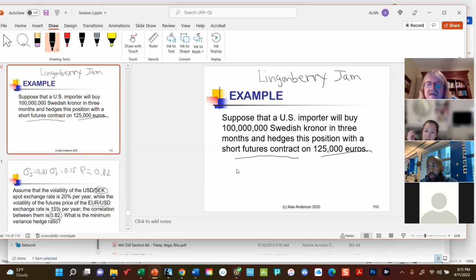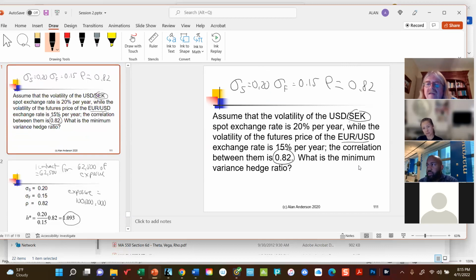All right, so let's see, we've got a nice numerical example here. I threw this in here, lingonberry jam. I'm an importer, I'm buying lingonberry jam from Sweden. And I'm going to need to buy 100 million Swedish kronor in 3 months. And I've decided to hedge this position with a contract on 125,000 euros. Now, the volatility of the exchange rate, which is the uncertainty associated with it, is 20% per year. The volatility of the futures price between the dollar and the euro is 15% per year, and the correlation is 0.82. What is the minimum variance hedge ratio?